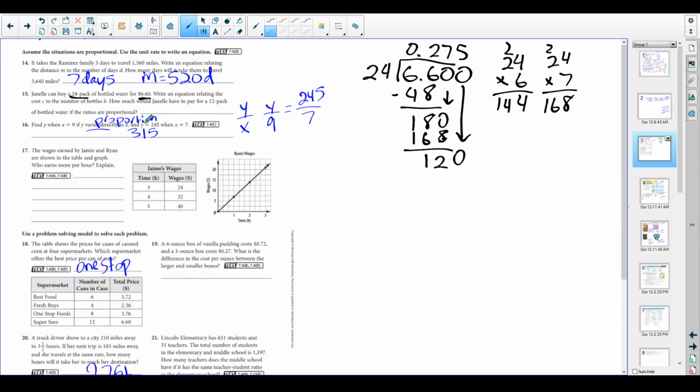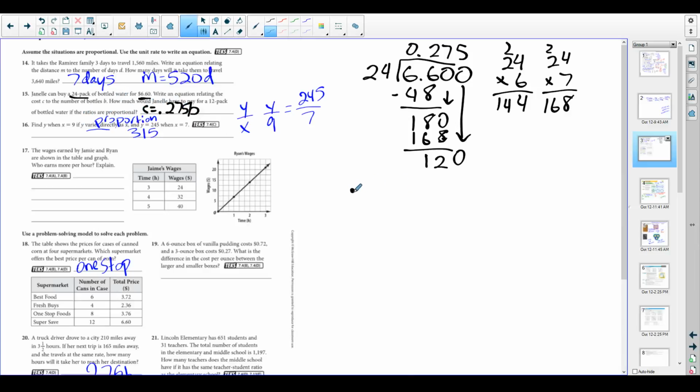So let's leave it like this. I know it's money, but let's be exact. Because we need to be exact. So if we want to write our equation, we could say cost equals the rate per bottle times the number of bottles. So there's our equation. And this is proportional. There's no plus or minus at the end. So 0.275b.